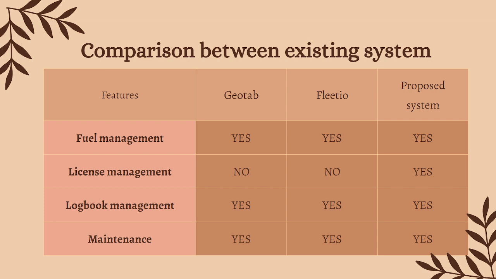Based on the research on Geotab and Fleetio, we found out that the features they offer are fuel management, logbook management, and maintenance. But for the license management, they did not apply it in their mobile application, unlike our proposed system, in which we will implement the license management for the driver.